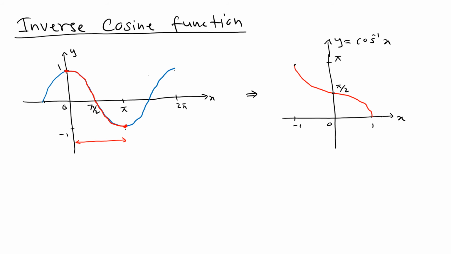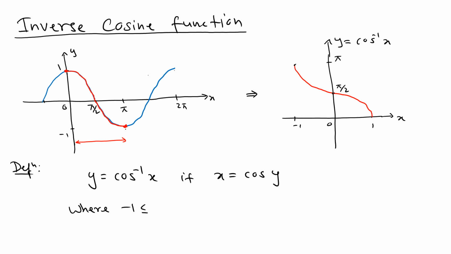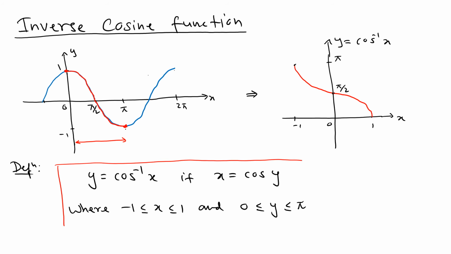Good. So then we can write the definition. We can say y equals cosine inverse x if x equals cosine y, where x is between -1 and 1, and y is between 0 and pi. That means the range of the cosine inverse function is from 0 to pi. So this we consider as the definition of the cosine inverse function.